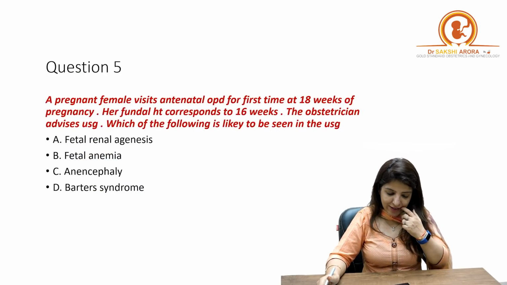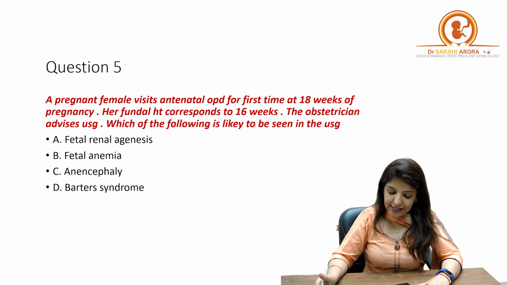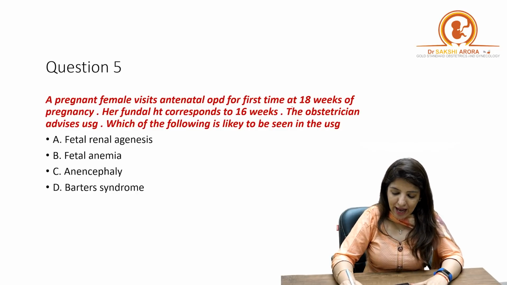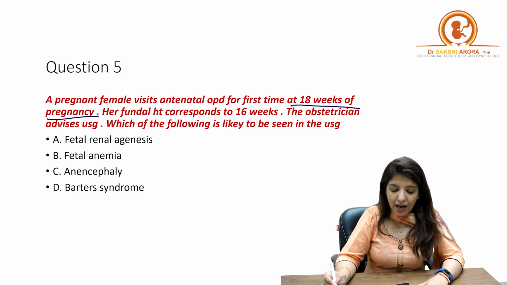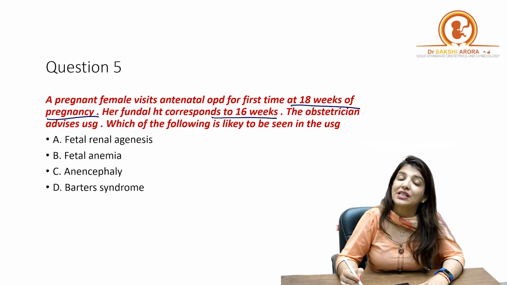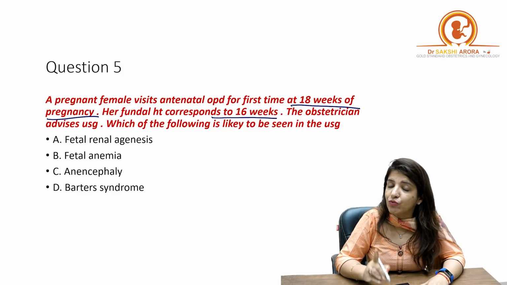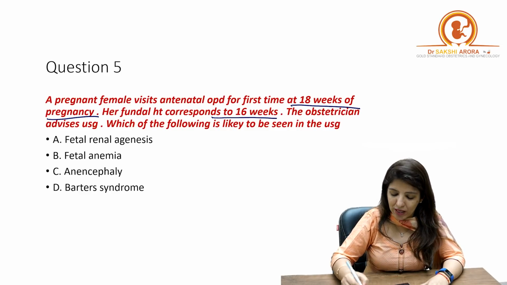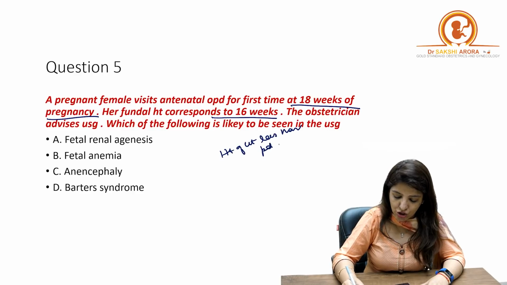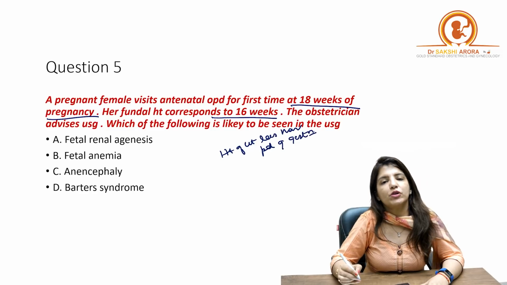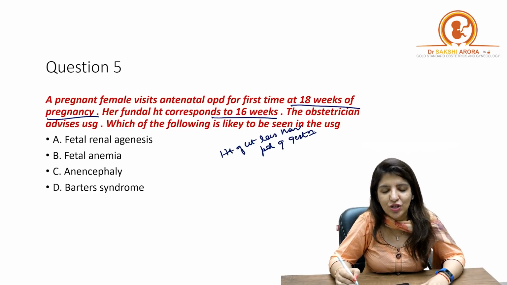Now, question number 5. A pregnant female visits antenatal OPD for the first time at 18 weeks of pregnancy. Her fundal height corresponds to 16 weeks. So she is 18 weeks pregnant, but the height of the uterus is corresponding to 16 weeks. That means the height of the uterus is less than the period of gestation. And what are the conditions in which height of the uterus is less than the period of gestation?